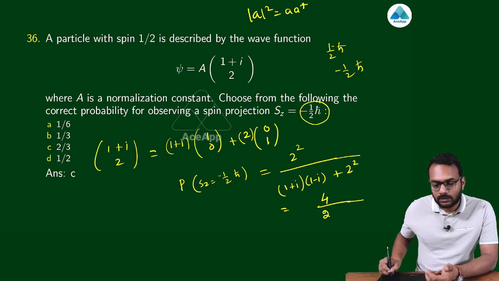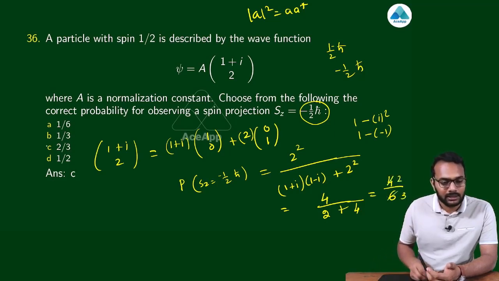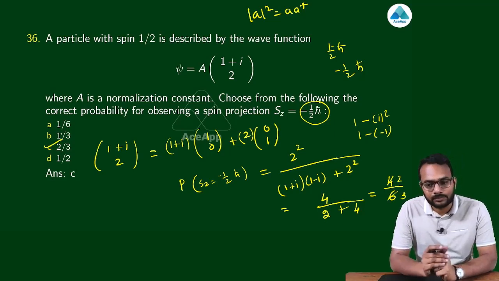Okay, is that correct? Let's check. 1 minus i square, a square minus b square. 1 minus minus 1, that's 1 plus 1 is equal to 2. And here we have got 4. So this is equal to 4 divided by 6, or we can write it as 2 divided by 3. Indeed it is option C.